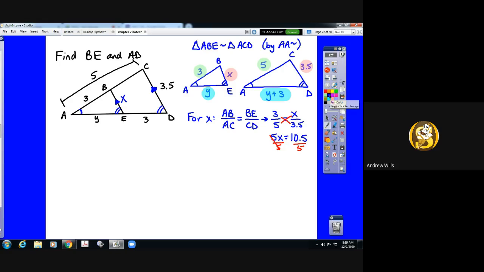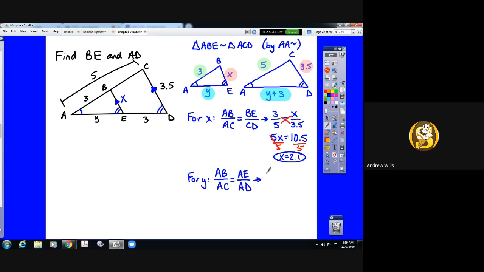And we get x is 2.1. We do something very similar to find the value of y. We set up the proportion AB is to AC as AE is to AD. Notice that when I set up my proportion, I did not use the sides that involved x. I used the sides that involved y so that I can find y.